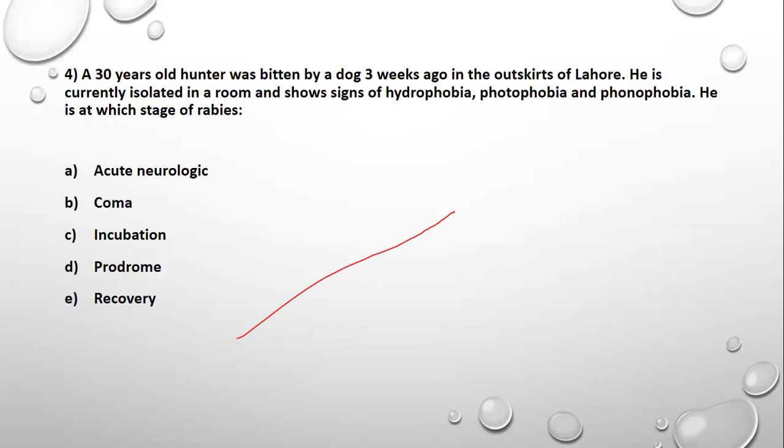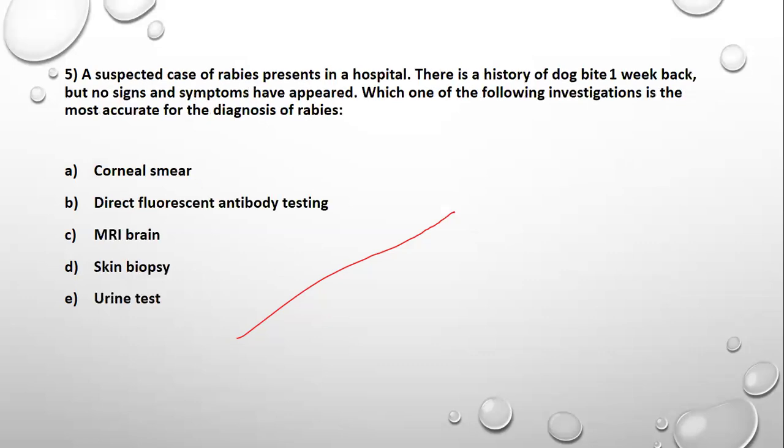A 30-year-old hunter was bitten by a dog 3 weeks ago in the outskirts of Lahore. He is currently isolated in a room and shows signs of hydrophobia, photophobia, and phonophobia. He is at which stage of rabies? A, acute neurological, B, coma, C, incubation, D, prodrome, or E, recovery? The correct answer is A, acute neurological.